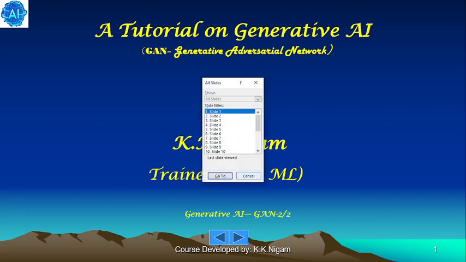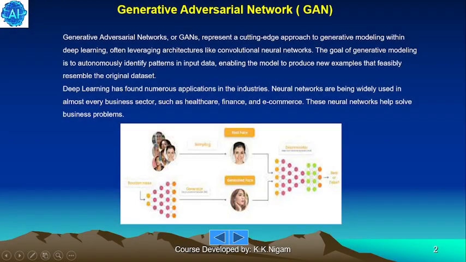Let's start with the second part of the GAN. As we have already seen, GANs represent the cutting edge approach to generative modeling within deep learning, often leveraging architecture like convolutional neural networks. The goal of generative modeling is to autonomously identify patterns in input data, enabling the model to produce new examples that feasibly resemble the original dataset.